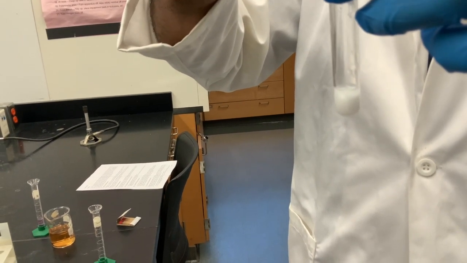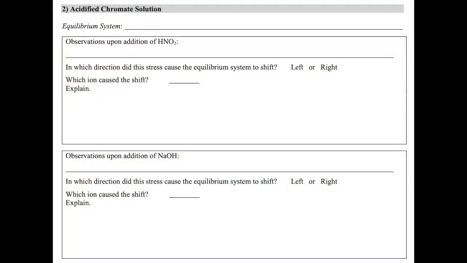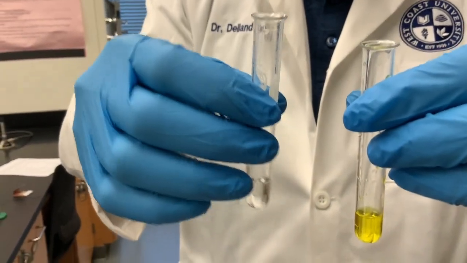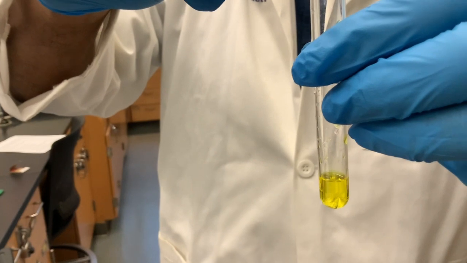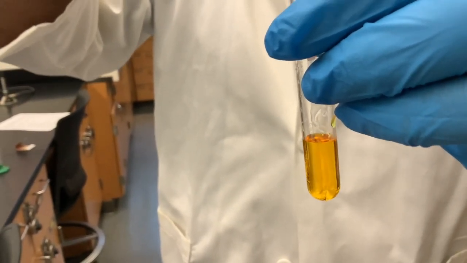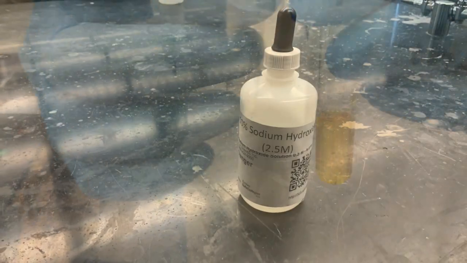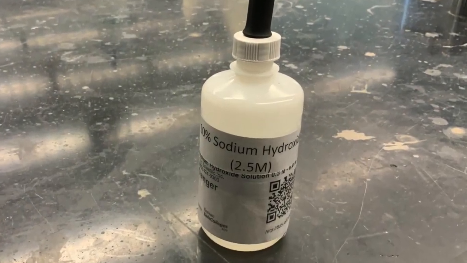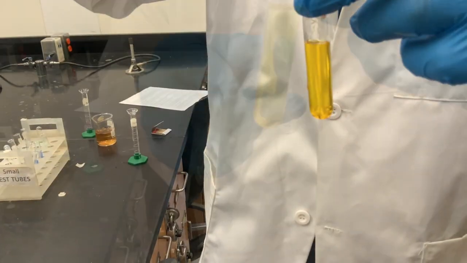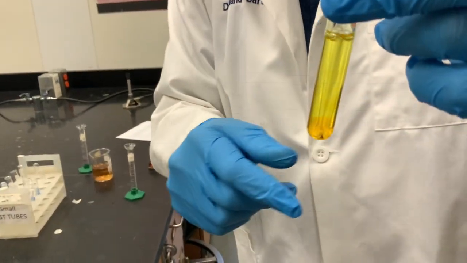In part 2, we will work with a solution of potassium chromate and we will add nitric acid and then follow it up with addition of sodium hydroxide. We start with a 0.1 molar solution of potassium chromate. Observe what happens when 6 molar nitric acid is added to it and record this observation. Now we will add 2.5 molar sodium hydroxide to it. Observe what happens as more sodium hydroxide is added and record your observation.